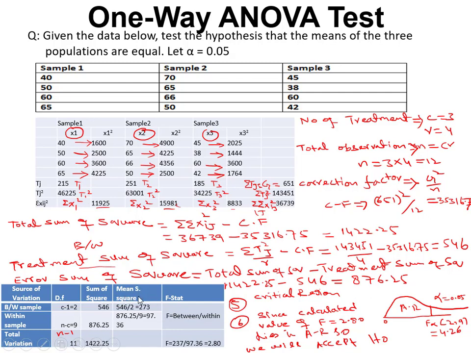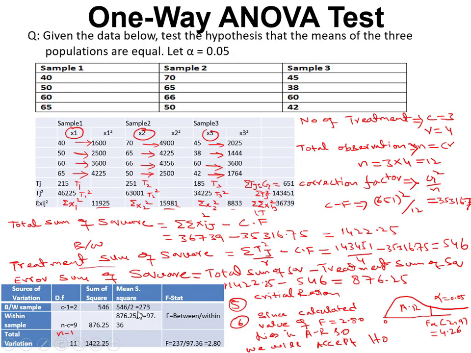Then in the next column you need to take the average, because in the F statistic the formula is average variation between and average variation within. Now we need to calculate the average. So how will we calculate it? Sum of square divided by degree of freedom for between: 546 divided by 2. And the average variation within: 876.25 divided by its degree of freedom, which is 9. So 876.25 divided by 9 will be 97.36.